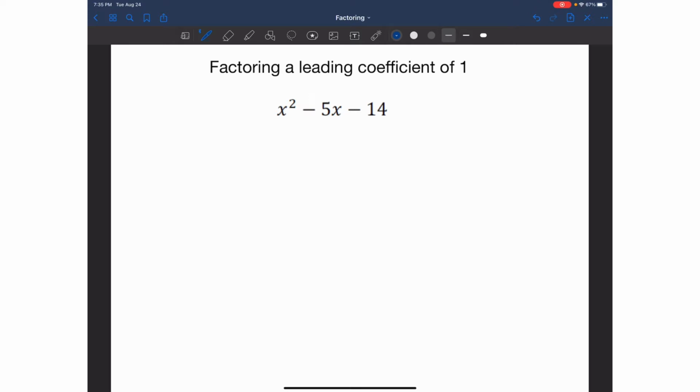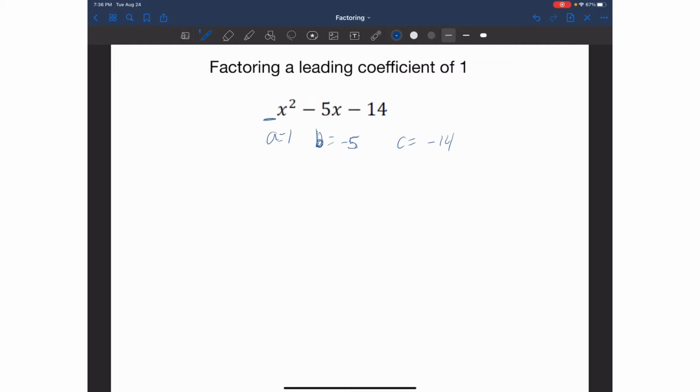In order for you to be able to use the X method, you do have to figure out what your leading coefficient is, which in this case is going to be 1. The leading coefficient is always the coefficient for the X squared. We're going to look at B, which is the coefficient of X, which in this case happens to be -5. Don't forget your signs are part of your B if there's one to the left of it. And then your C, or your constant, which in this case happens to be -14.